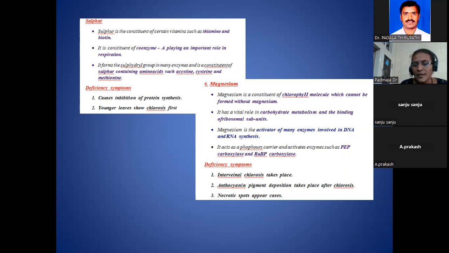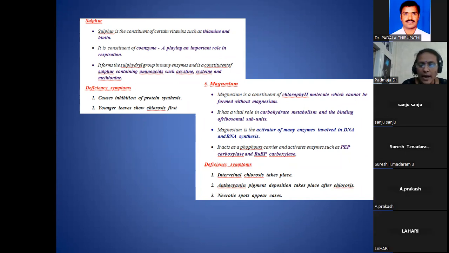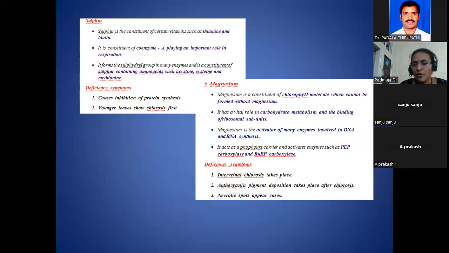That means if these ribosomes are part of protein synthesis, then protein synthesis is also affected. Magnesium acts as a phosphorus carrier and activates enzymes such as PEP carboxylase and RuBP carboxylase. These are very, very important enzymes seen in the C3 cycle. And this will be affected, as the main process in plants is photosynthesis. If all these enzymes are affected, if the intake of these nutrients is affected, it will show a tremendous effect on the plant's growth and development.